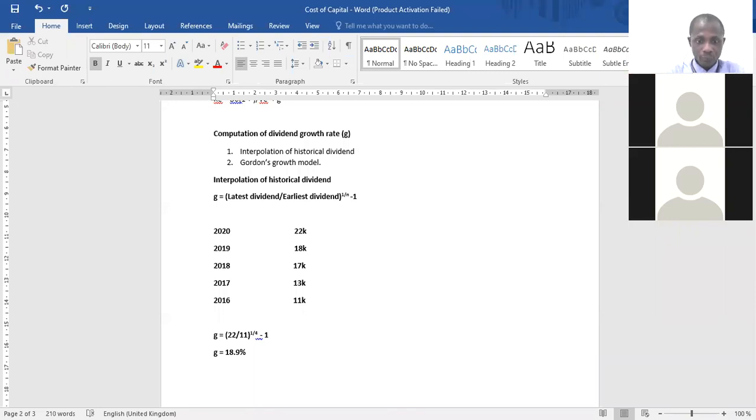The current dividend, I want to frame the questions to illustrate that. The current dividend is 22 kobo, and dividend 4 years ago was 11 kobo.